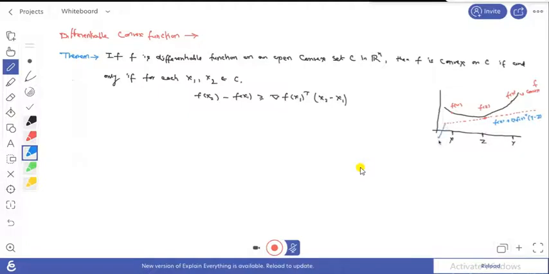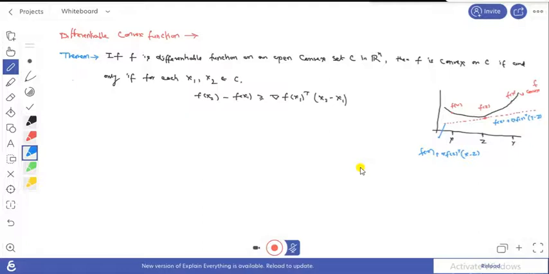Similarly for this point, you can write down the equation of this line as f(z) plus gradient of f(z) transpose times (x minus z). So this line is always less than the functional value at this point f(x), because this function is your convex function. So f(x) is always greater than this, which means f(x) minus f(z) is always greater than the gradient term times (x minus z). So this basically represents this condition, and you have to prove this condition.